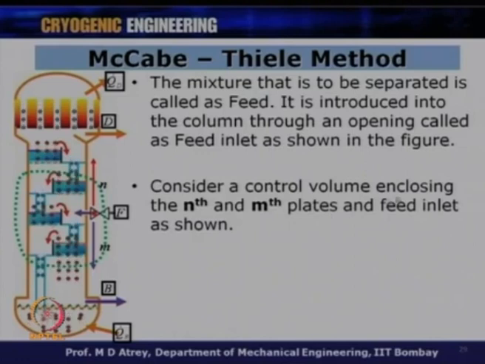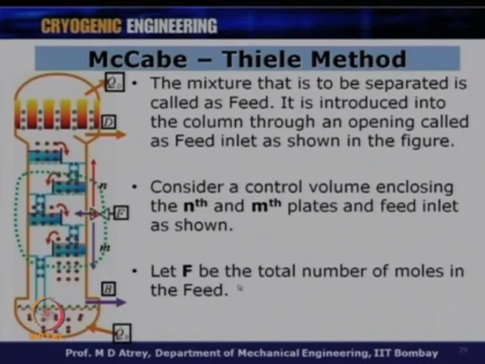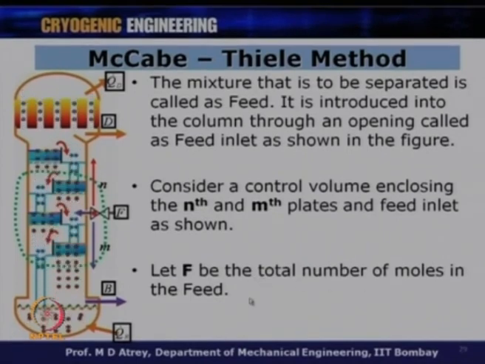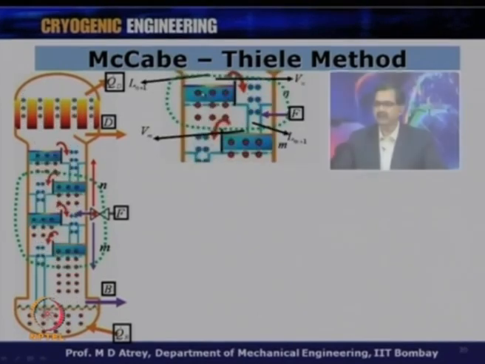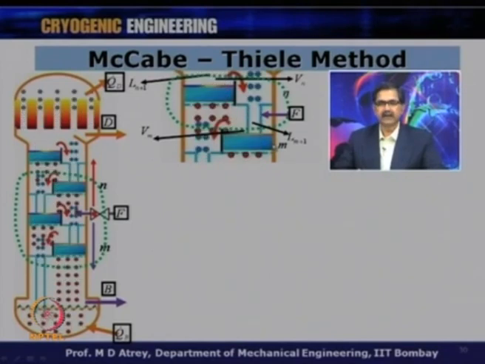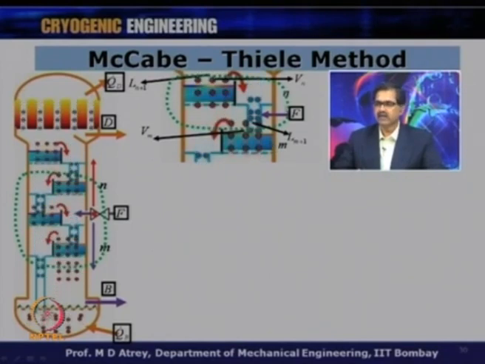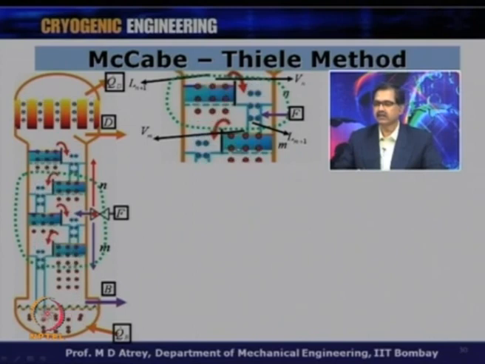So, consider a control volume including the Nth and Mth plates and feed inlet as shown over here. Let F be the number of moles in the feed. So, the total number of moles that are coming are F. Let us see the control volume like this. So, you have an Nth plate and you have an Mth plate, and you have a control volume as shown over here, comprising of, let us say, just two plates near this feed.